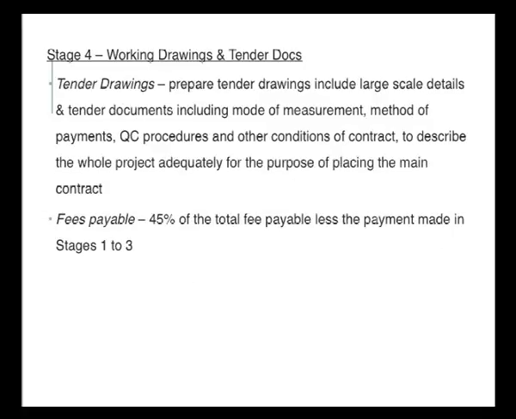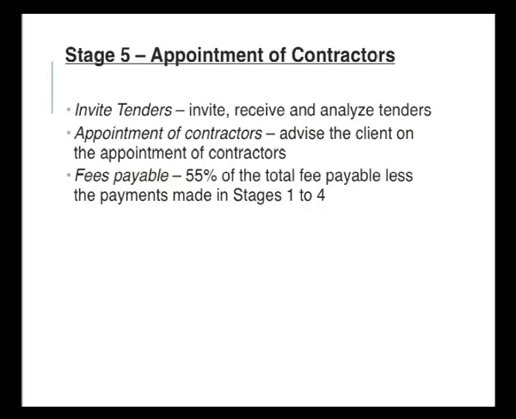So fees payable at this stage will be 45% of the fees payable, less payment made at stages 1 to 3. Then assessment of the contractors. So this is the stage where you appoint the contractors for the tender document. At this stage, 55% of the fees can be payable.